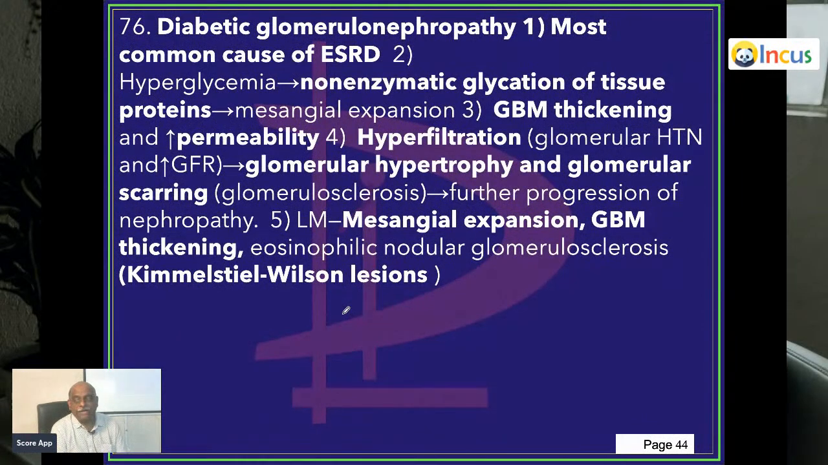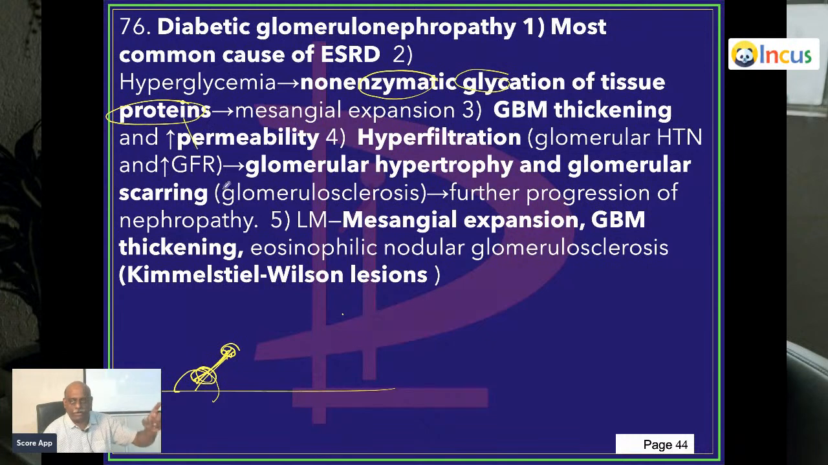Then comes diabetic glomerulonephropathy, the most common cause of end-stage renal disease. Why does diabetes lead to kidney involvement? You are having hyperglycemia. Hyperglycemia leads to non-enzymatic glycation of the tissue proteins. Tissues have proteins, and without any enzyme, the excess glucose will come and glycate those proteins in the tissues. So this non-enzymatic glycation of the tissue proteins gives rise to what are called Amadori proteins.